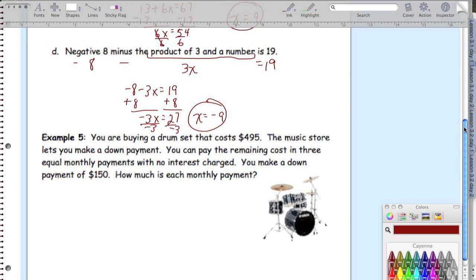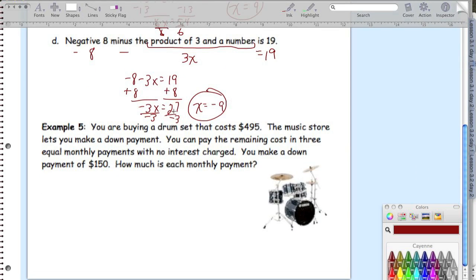The last problem on this lesson is example, I don't think that's example 5. It should be example 2. Anyways, you are buying a drum set that costs $495. The music store lets you make a down payment. You can pay the remaining costs in 3 equal monthly payments with no interest charged. You make a down payment of $150. How much is each monthly payment?